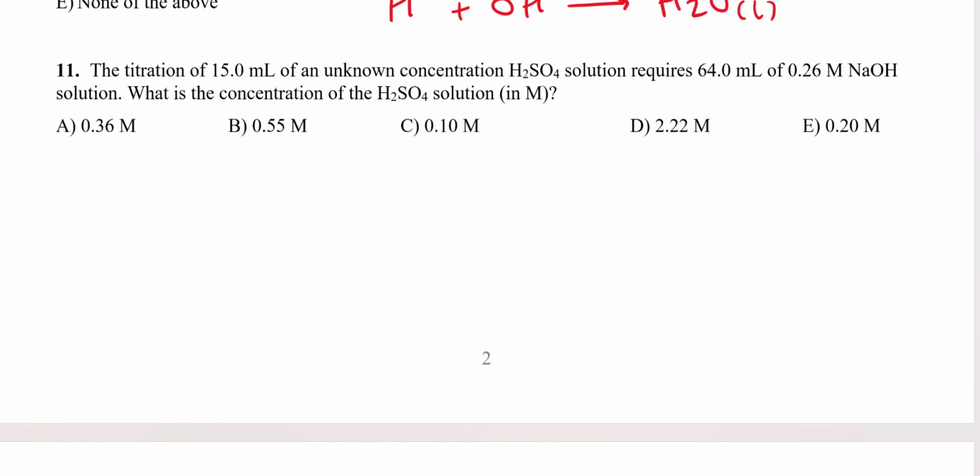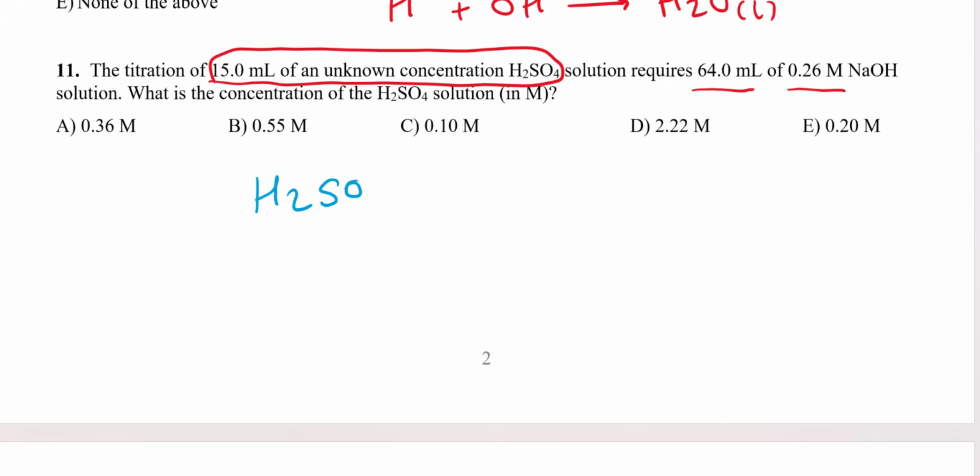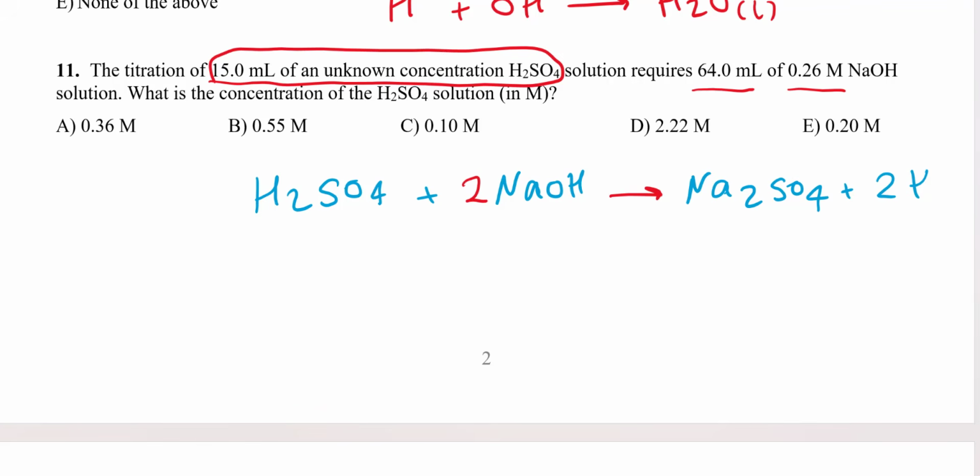In question 11, we have a titration reaction. The volume for sulfuric acid with unknown concentration is 50 milliliters. And we have the volume and concentration of sodium hydroxide solution. First, let's write the equation for this titration. Sulfuric acid and sodium hydroxide. Sulfuric acid is a diprotic acid. Sodium hydroxide has only one OH, so it should have 2 as a coefficient. Then the products are sodium sulfate and 2 moles of water.